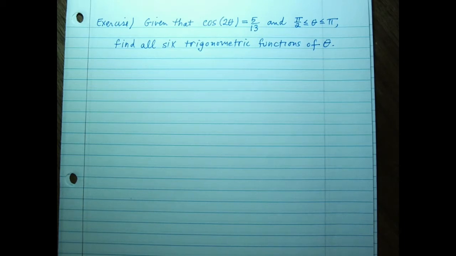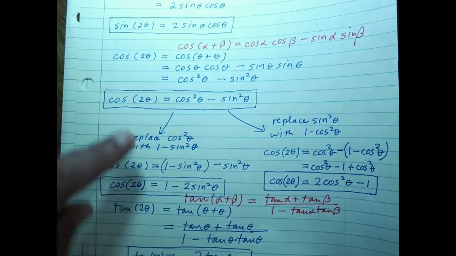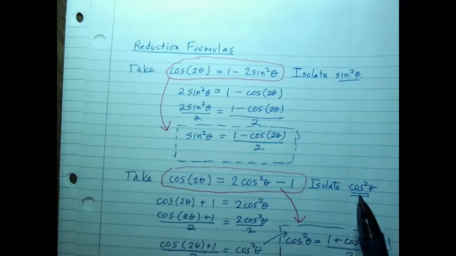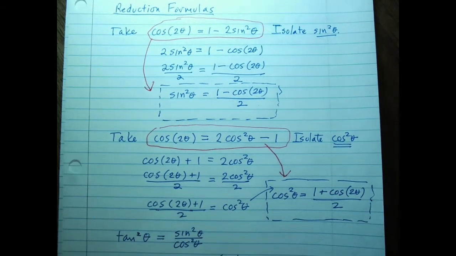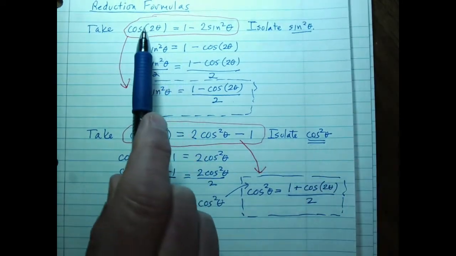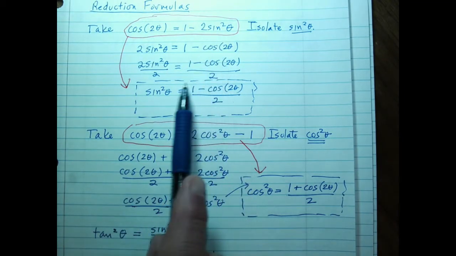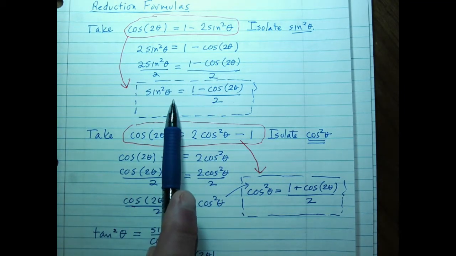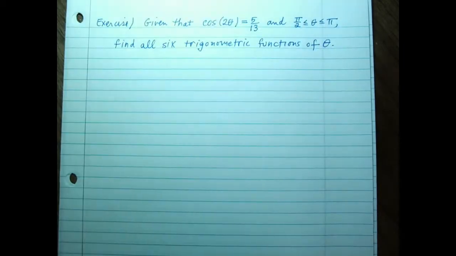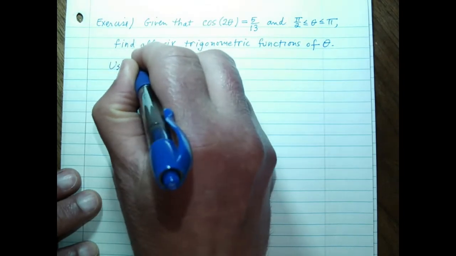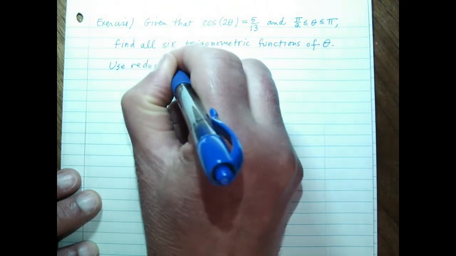So you can actually just plug in to these guys. I'm actually going to invoke these reduction formulas that we talked about in an earlier video. Now really all I'm using is the cosine 2 theta identity in this form with sine squared, where we solve for sine squared. And I'm going to recopy that. So I'm going to say use the reduction formulas.